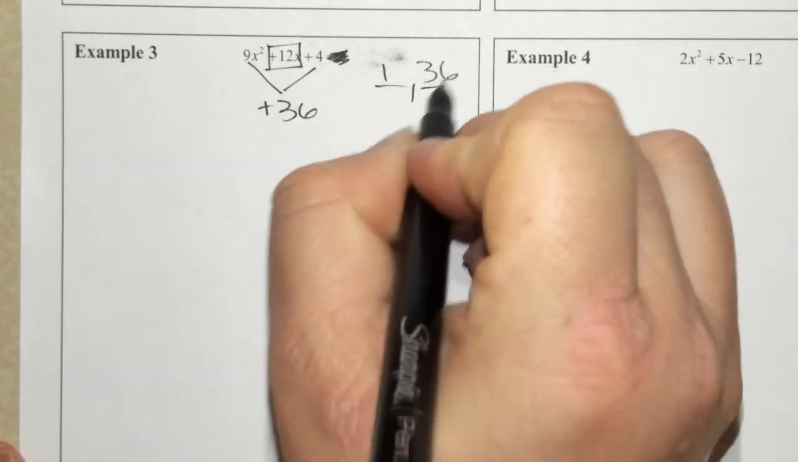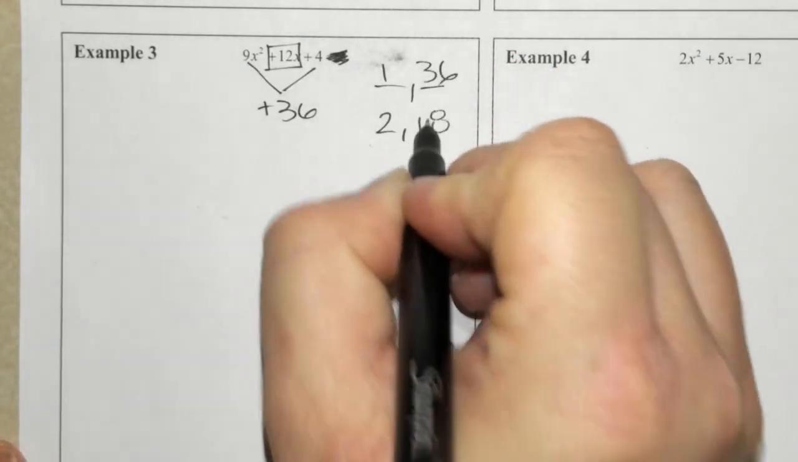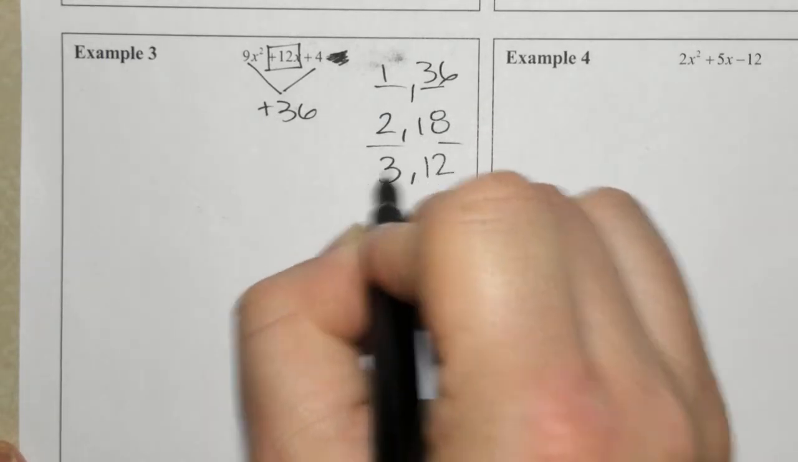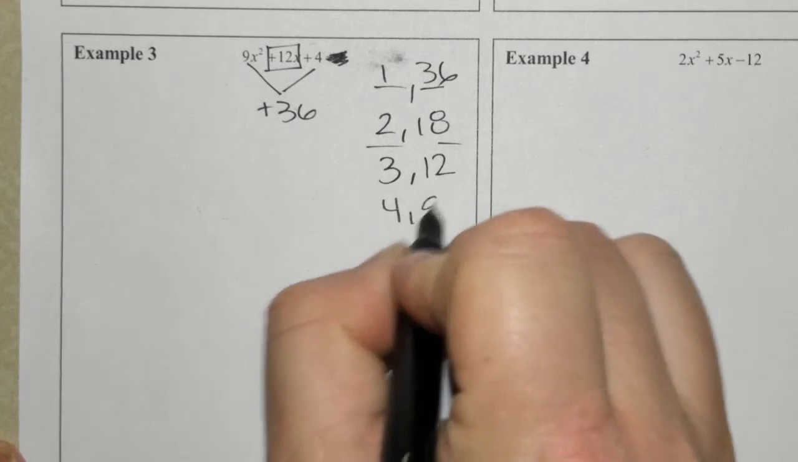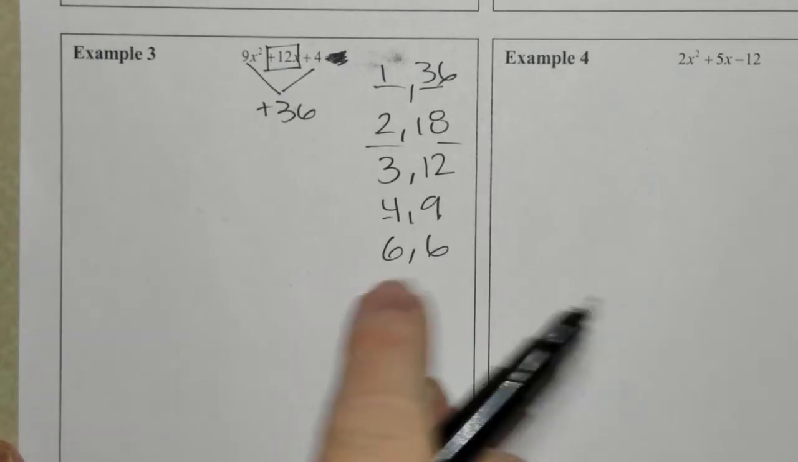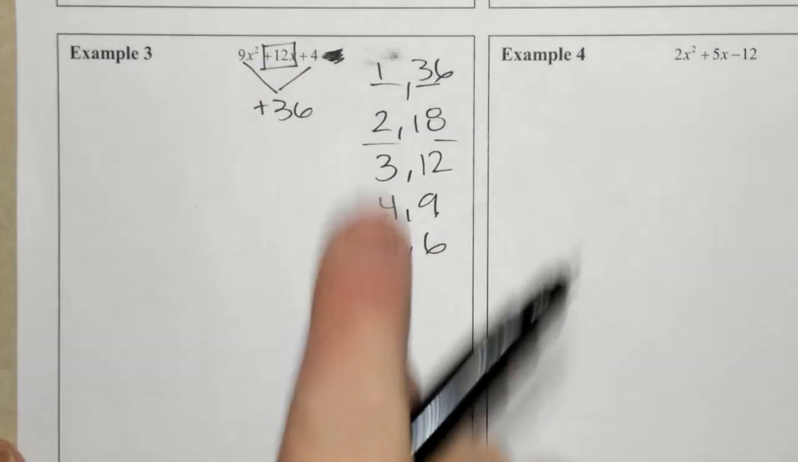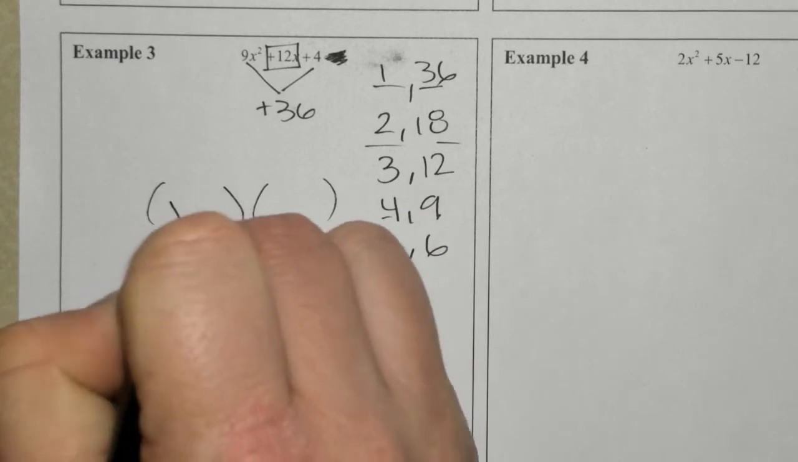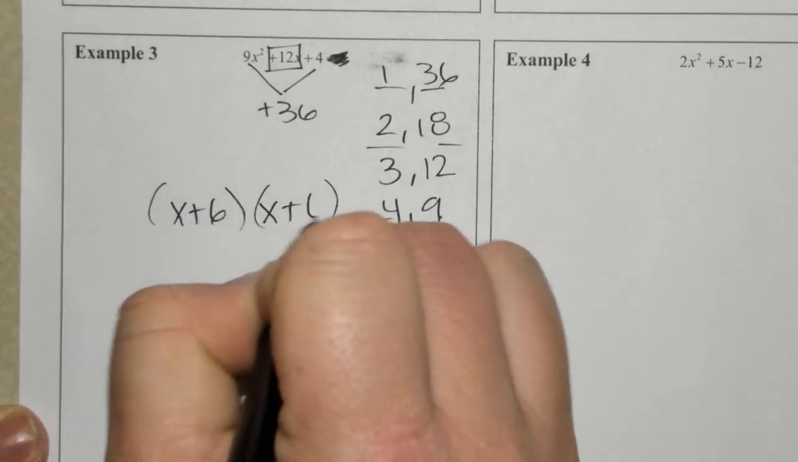So 1 and 36, no. 2 and 18, no. 3 and 12, no, that doesn't work. 4 and 9 does not work. What about 6 and 6? 6 times 6, both positive, gives you positive 36, and 6 plus 6 gives you 12. So x plus 6 and x plus 6.